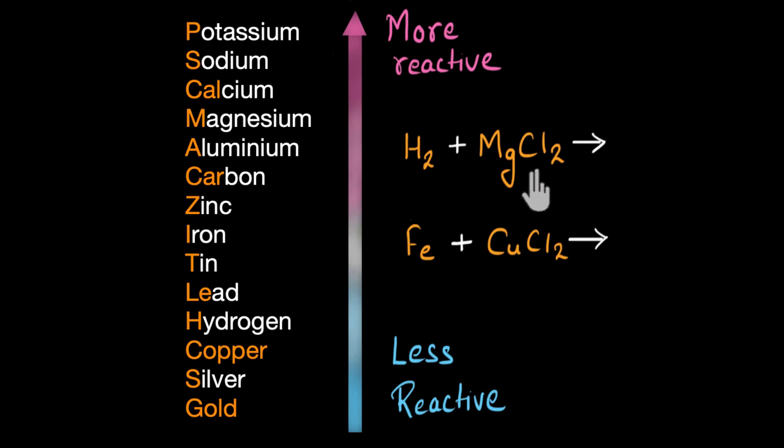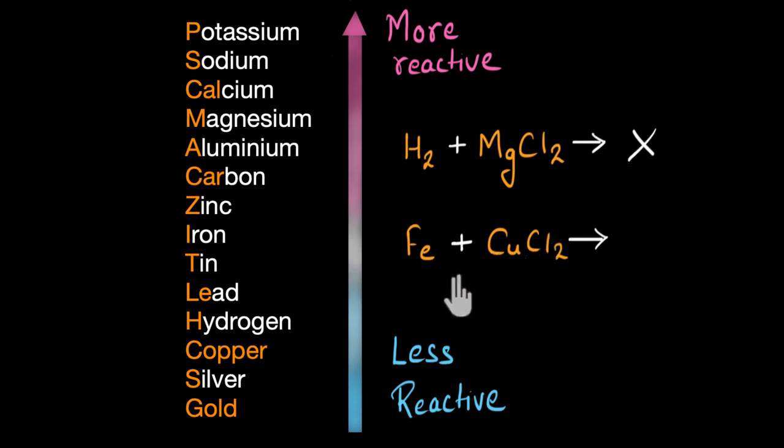In this first reaction, we have hydrogen, which is somewhere here in this list. And then we have magnesium chloride. Magnesium is somewhere higher up in the list. That means magnesium is more reactive than hydrogen. Hydrogen is less reactive, so hydrogen cannot displace magnesium. This reaction is not going to go further.